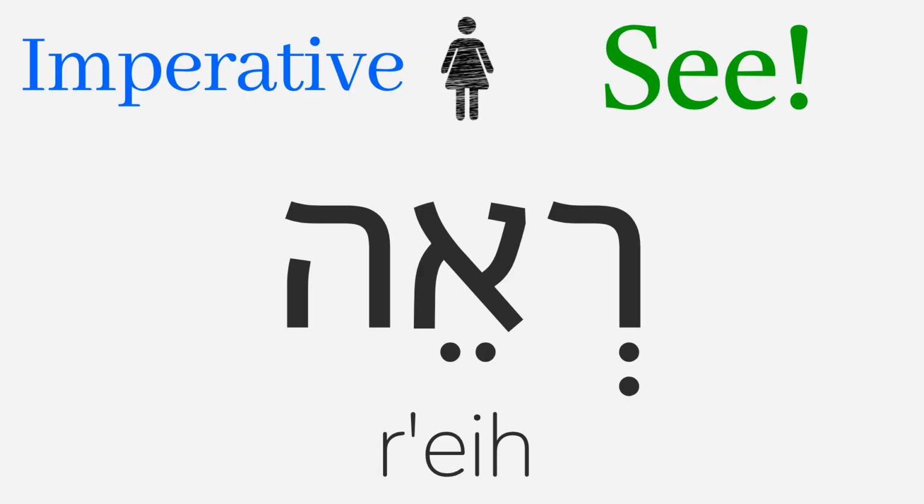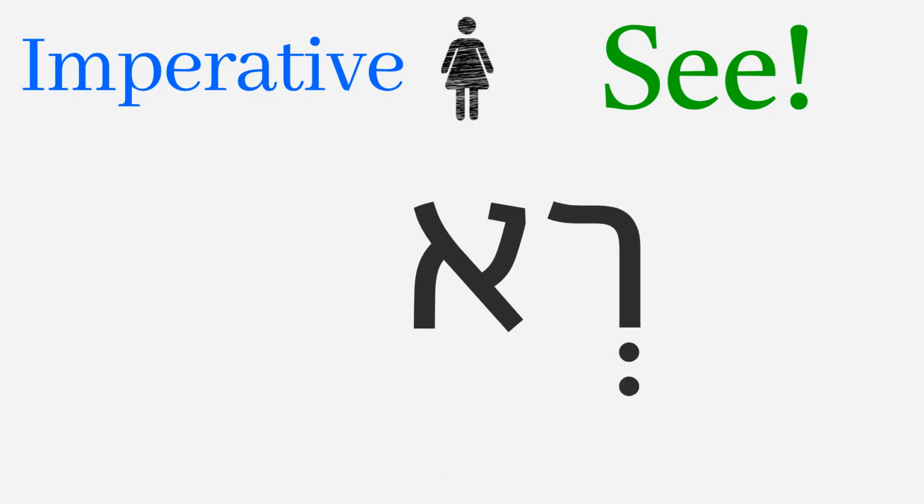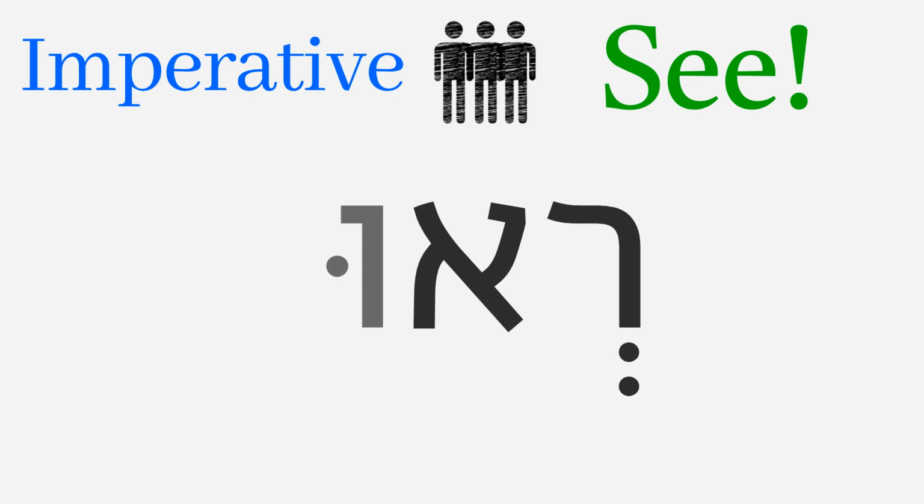To make the feminine singular imperative of roots ending with hey, we take the masculine singular imperative, remove the last letter hey and the tsere, and replace them with an i ending. Ra'i, see, commanding a woman. The same for the masculine plural imperative, but with a u ending. Ra'u, see, commanding a group of men.